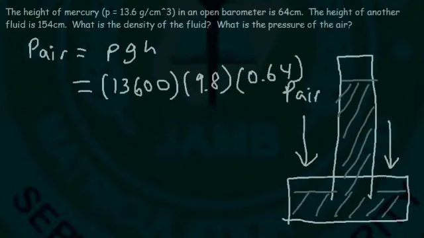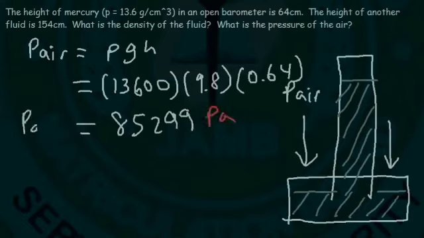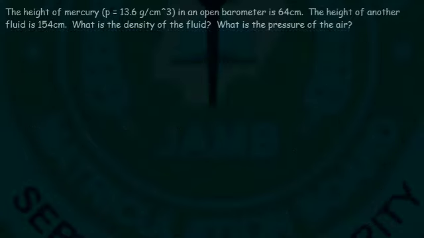So 13,600 times 9.8 times 0.64. That's about 85,299 pascals. So that's the pressure of the air. Now what about the second part of the problem? What is the density of the other fluid?